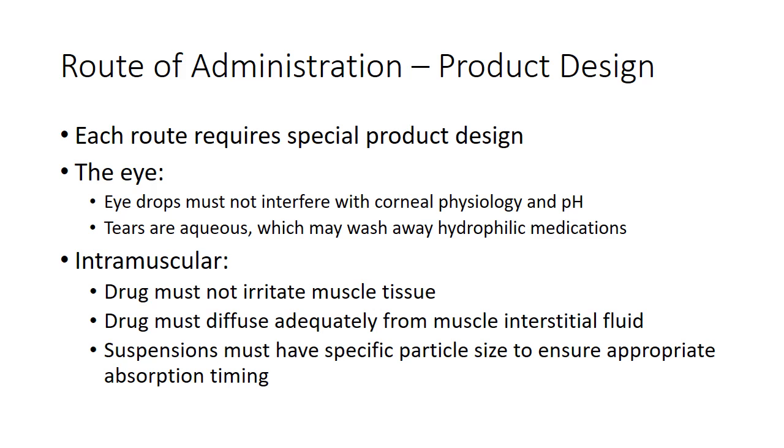Suspensions must have a specific particle size to ensure appropriate absorption timing. This is really important. There are many intramuscular suspensions and emulsions, but with suspensions, if the particle size is not uniform, then patient-to-patient variability will exist, and even injection-to-injection variability would exist. For instance, if you double the particle size, it will most likely have an exponential impact on the absorption, slowing down the bioavailability, because the larger the particle size, the lesser the surface area. So it's really important to understand that the companies producing these have to ensure uniformity in the particle size in the suspensions. It's a solid that's suspended in a liquid, and they're injecting that right into the muscle in some cases, and it's got to be very consistent.